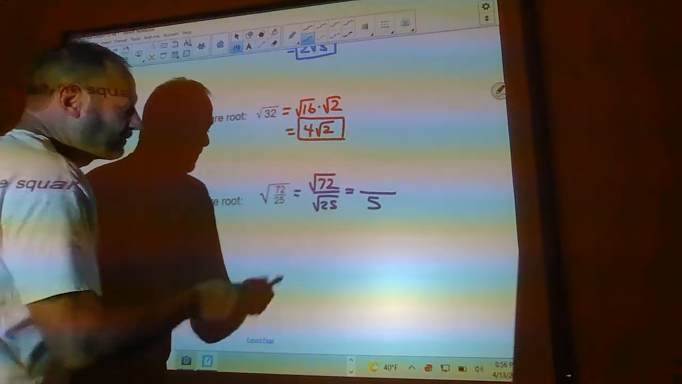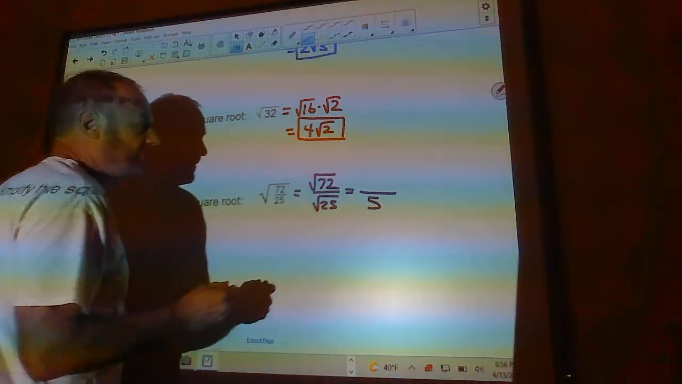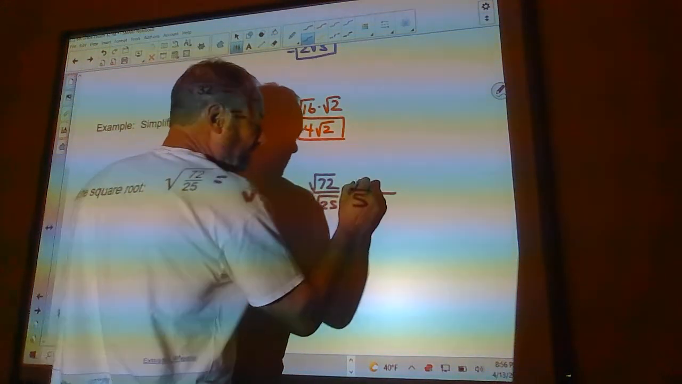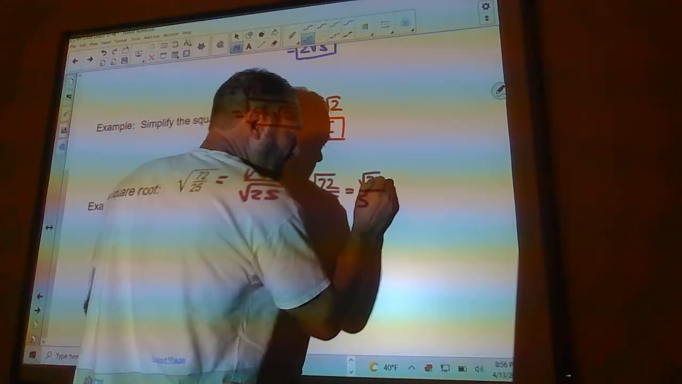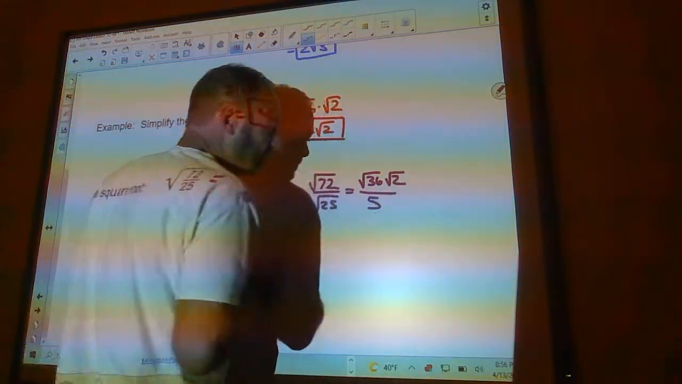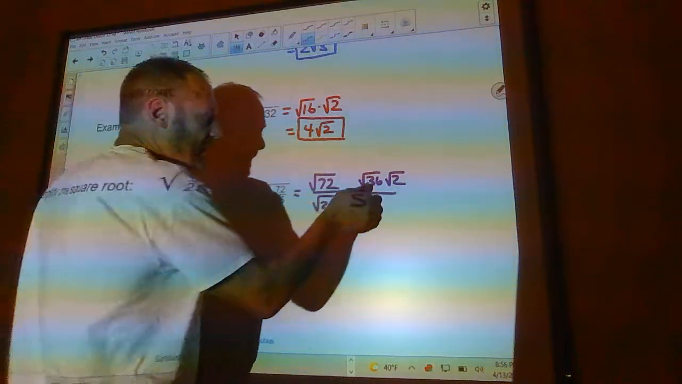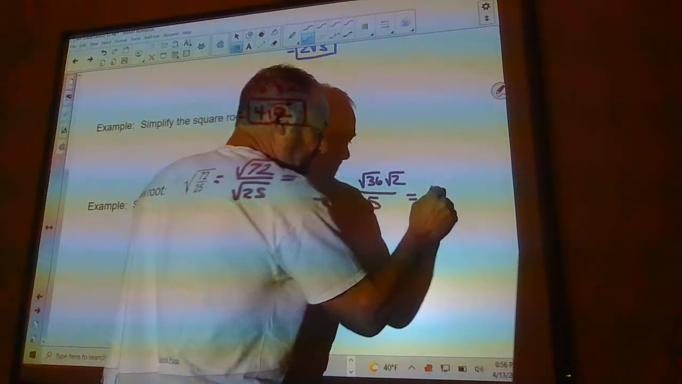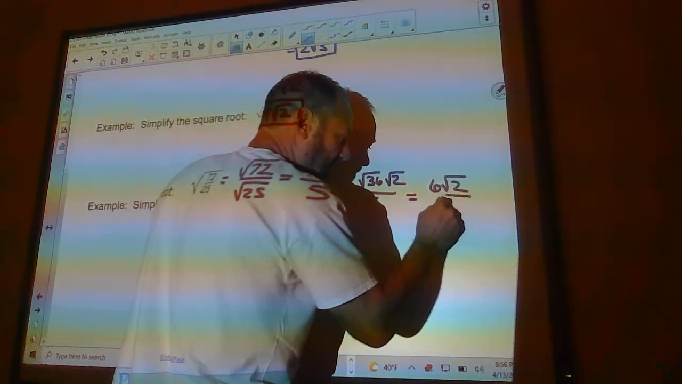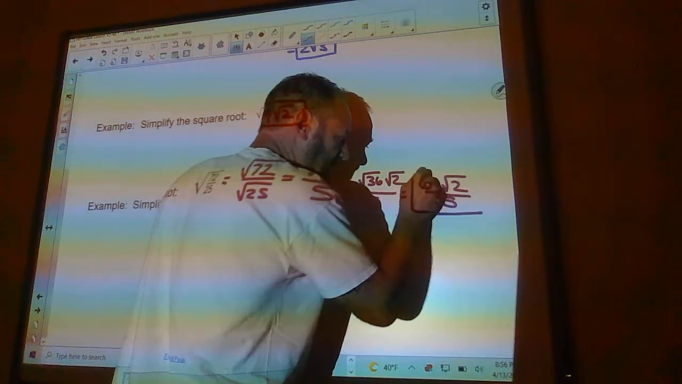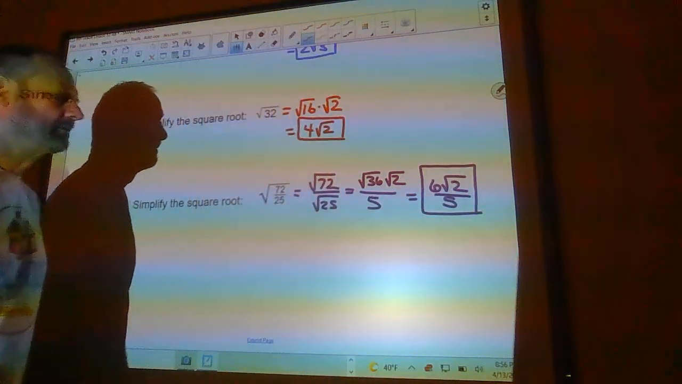Okay, a perfect square that will go into 72. Well, the biggest one I can find is going to be 36, because 36 times 2 is 72. And then this square root becomes just 6. So it's 6 square root of 2 over 5. And I can't really do anything else with it, so that's it.